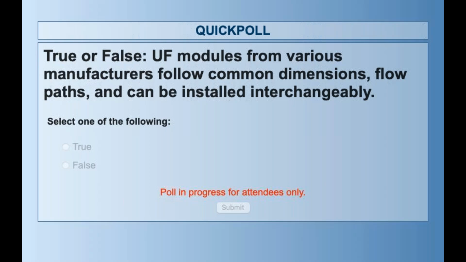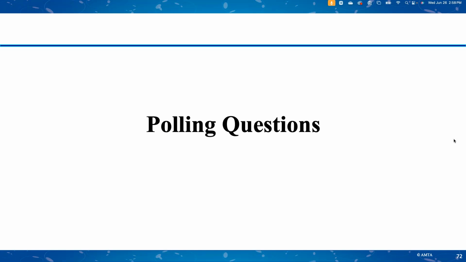All right, this one's a true or false. UF modules from various manufacturers have common dimensions, flow paths, and can be installed interchangeably. Give me a moment there. Okay, let's go ahead and close it and see what the results are.